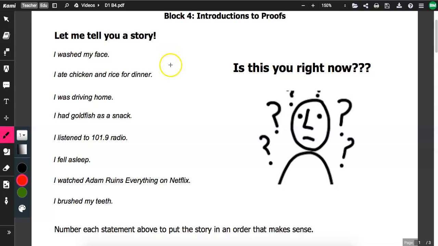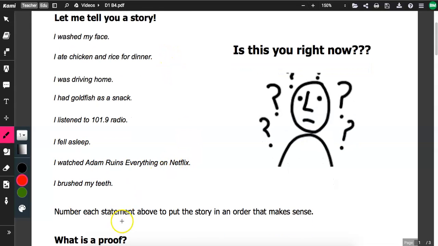So what I want you to do is take a moment to number each statement above, so just write a number next to it, in an order that makes sense to you. Now, there's not necessarily one exact order here, but put it in an order that makes more sense than what I have.